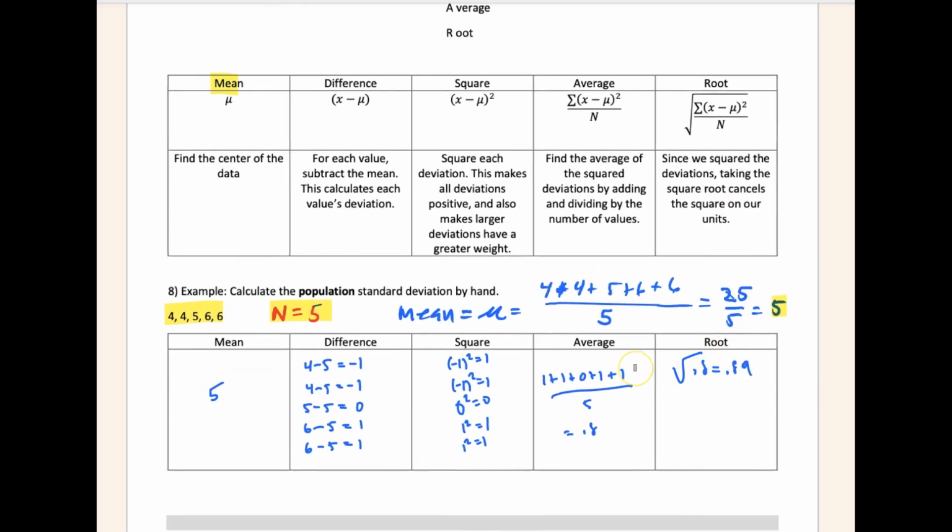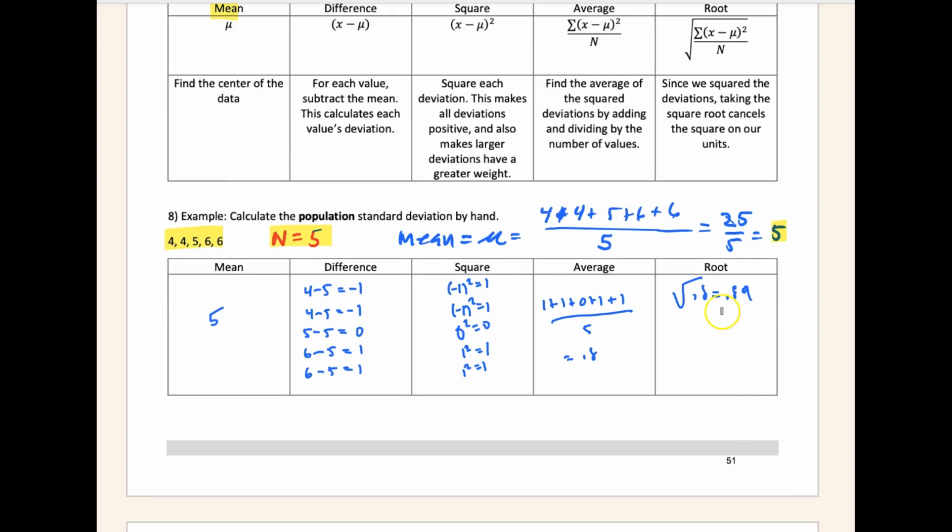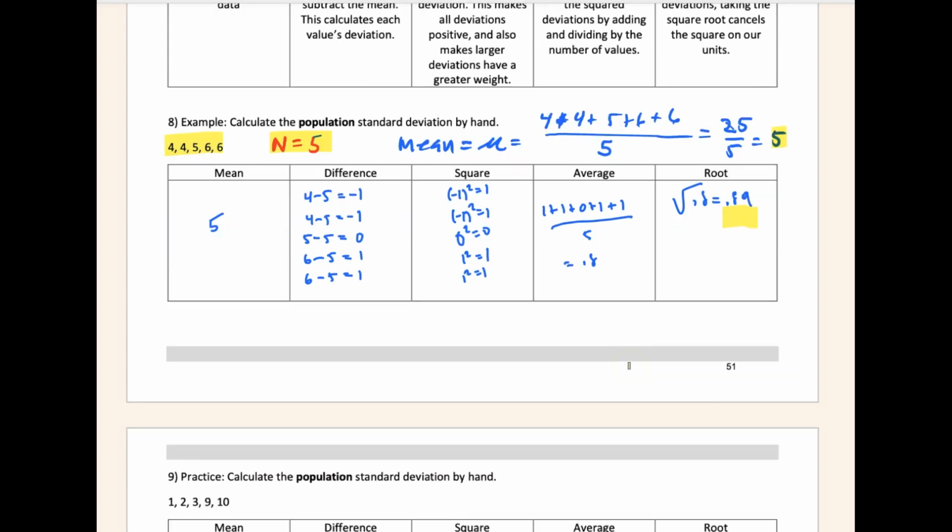Again, it's hard to explain the whole process. Not the process, but what the formula is. But this is the process. So this turns out to be 0.8. Square root of 0.8 is 0.89. And so that would be your standard deviation.